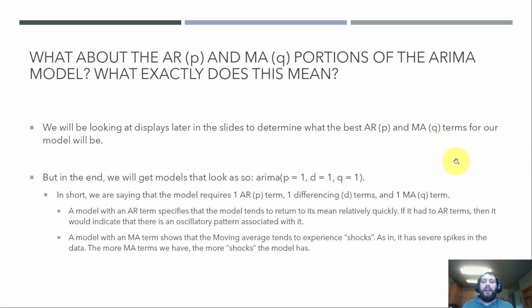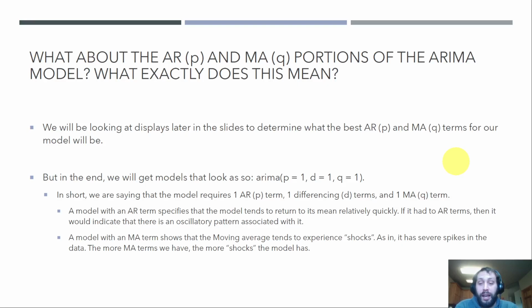So what about the AR and the MA portions of the ARIMA model? What exactly does this mean? We'll be looking at displays later in the slides to determine what the best AR, otherwise known as P, and the MA, otherwise known as Q, terms for our model will be. But in the end, we're going to get models that look like this: ARIMA with P equals 1, D equals 1, and Q equals 1. In short, what we're saying is that the model requires one autoregressive term, the AR, one differencing term, and one moving average term to help fit the best model.